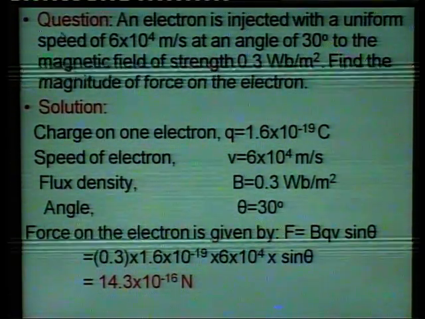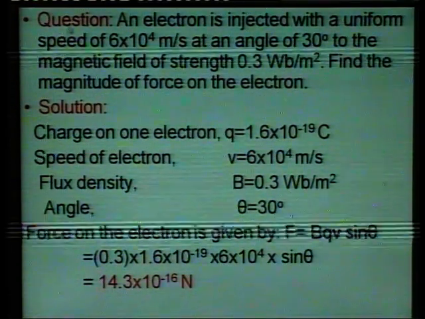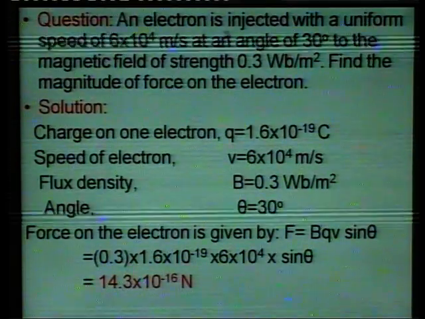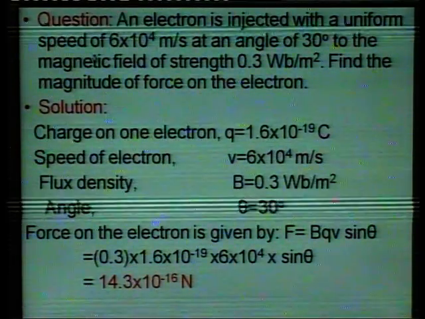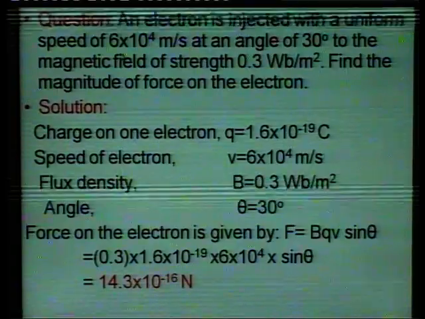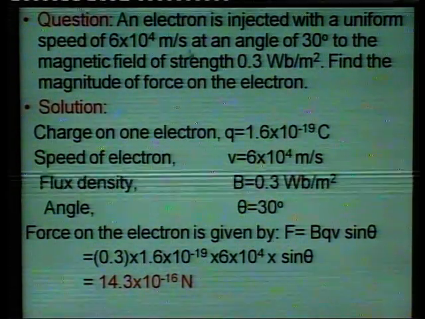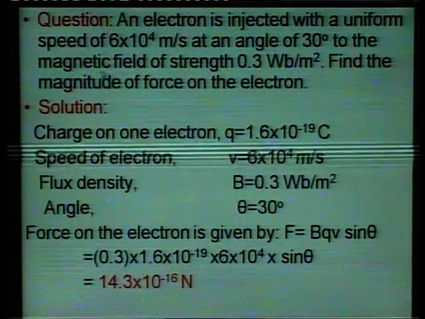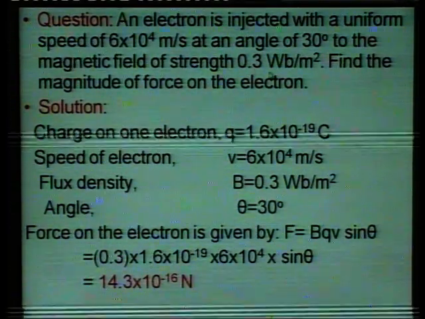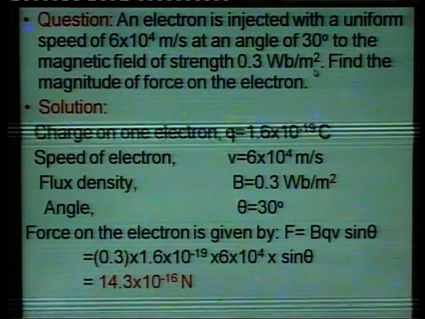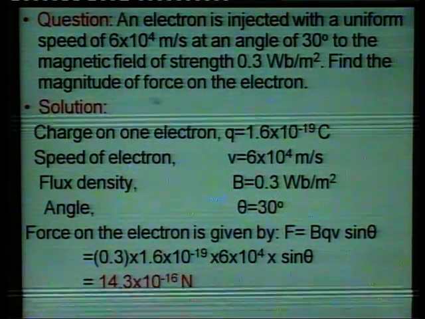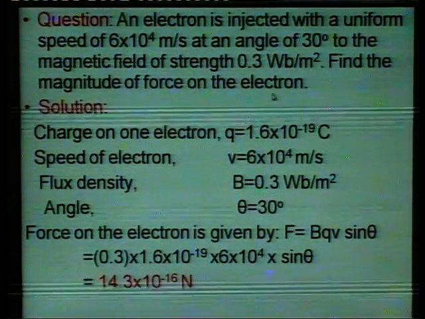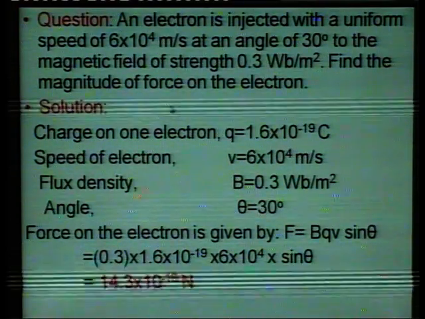Now let's solve a few problems on this topic. The question is: an electron is injected with a uniform speed of 6 into 10 raised to the power 4 meter upon second at an angle of 30 degree to the magnetic field of strength 0.3 Weber upon meter square. Find the magnitude of the force on the electron. So what do we have to find? We have to find the force.